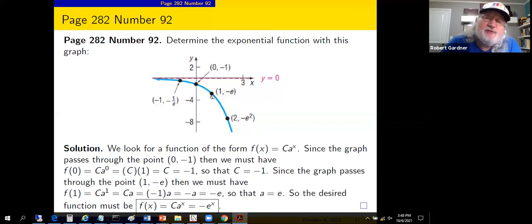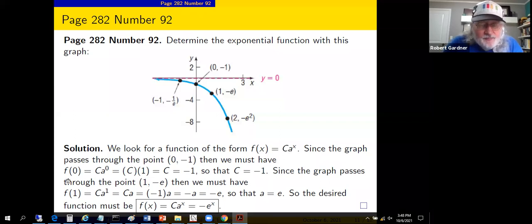I see powers of e as the outputs, as the y values. So I expect this to involve a base e. But we'll see. Here's the form of the function we're looking for. The graph passes through the point 0, -1, right there. So if we plug 0 in for x, we should get out -1. Plug 0 in for x, we get c a to the 0.